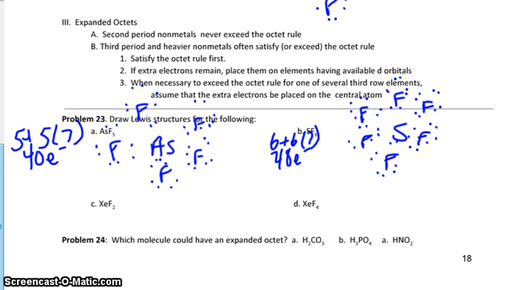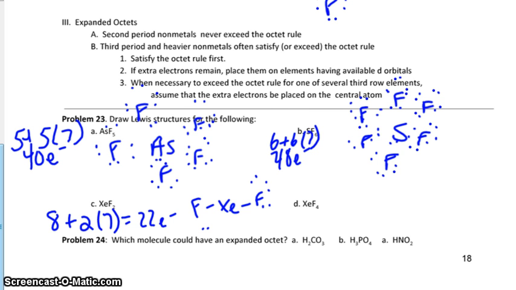Let's try xenon. Xenon's a noble gas. What are you talking about? Well, xenon has an unfilled d orbital. We can use those spaces to create bonds. So xenon has 8 and fluorine has 7. So 8 plus 14 is 22 electrons. Let's see what we do. Here's xenon, and here's fluorine, each with 2. Okay, so I've used up 4 electrons right now. So 22 minus 4 is 18. Watch. 2, 4, 6, 8, 10, 12. I still have 6 more electrons to place. So I can place them around xenon. 2, 4, 6. And I'm done.